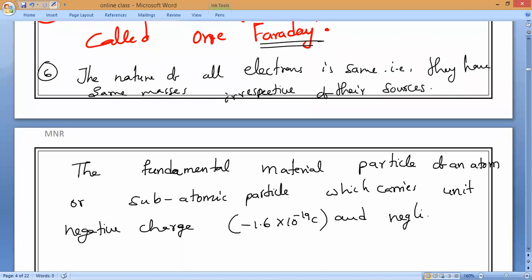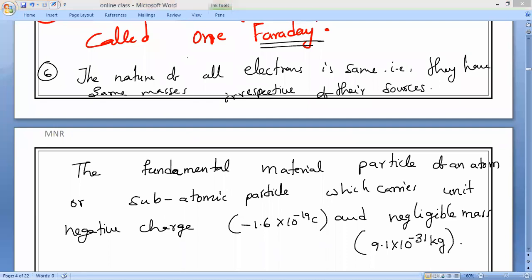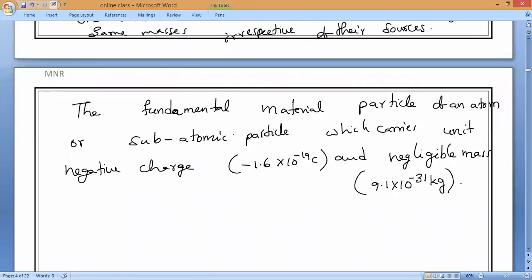What is the mass? Negligible mass. By this time, you all need to know 9.1 into 10 power minus 31 kg. Clear? That is what an electron is. If anybody asks from today, you can say this is what an electron is. Don't say electron means negatively charged particle; you have to know the scientific definition. So this is all about the history of electrons and cathode rays, who discovered them and how. Anyone having any doubt, you can ask. Clear, guys?